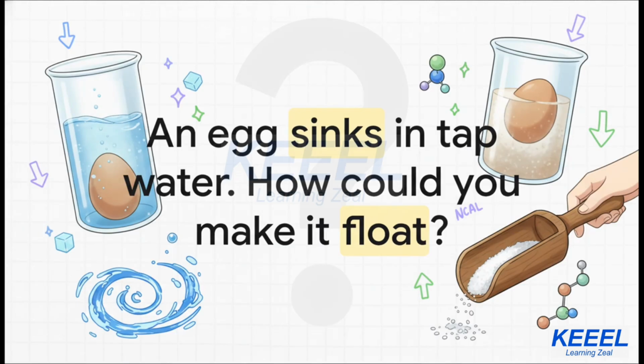And now, to finish up, a little challenge to test what you've learned. A fresh egg sinks in regular tap water because it's denser than the water. So, using what we've talked about today with solutions and density, what could you add to that water to change its density and make the egg float? The answer combines everything we've covered.